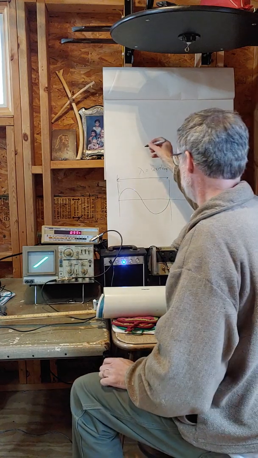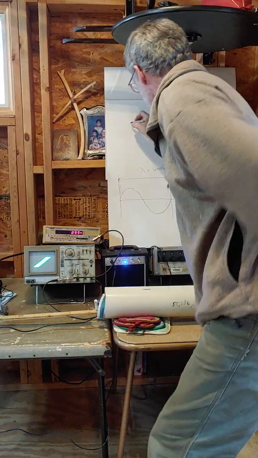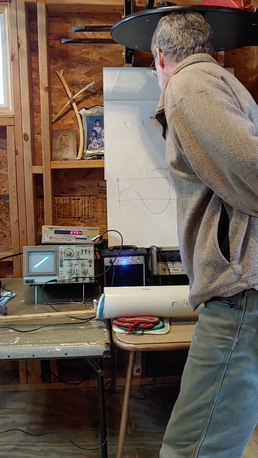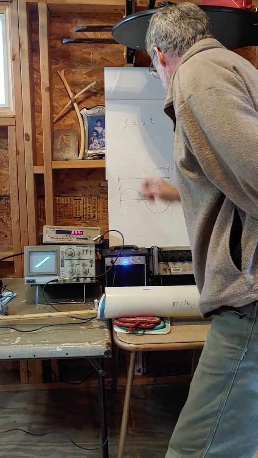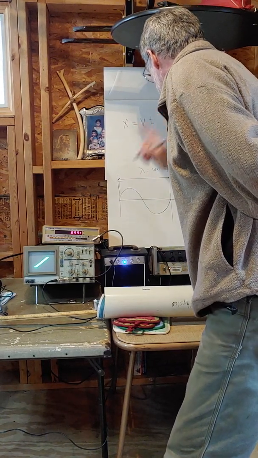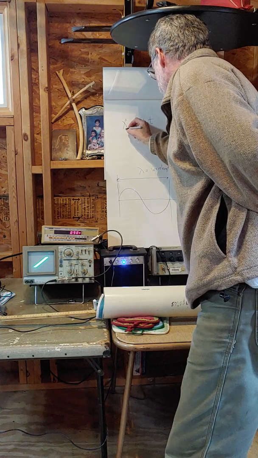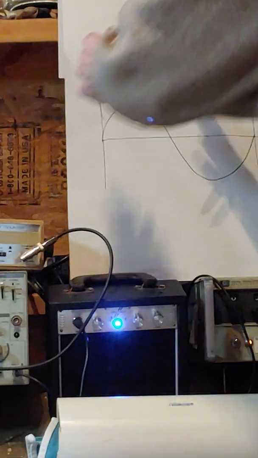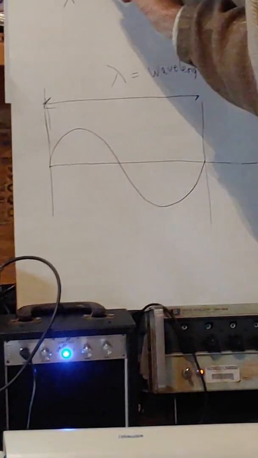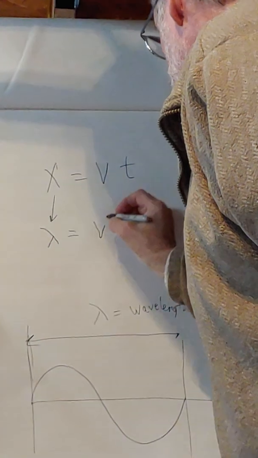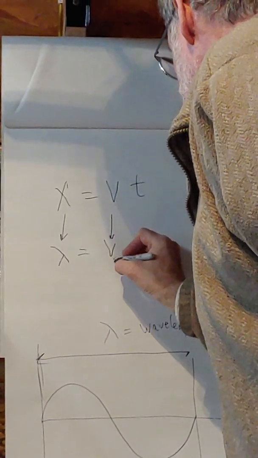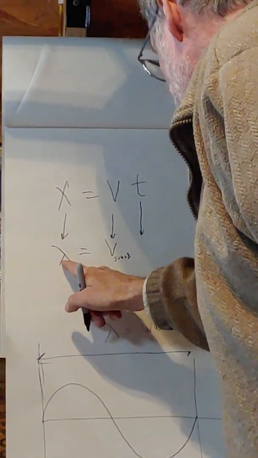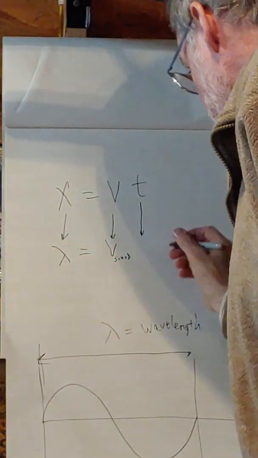Gabe, are you getting this? Yes. We all know X equals VT. We all know that equation. X equals velocity times time. So what we do is we let X be the wavelength. X is the distance of one complete wavelength. V is the velocity of sound. That's the actual speed of sound. And the time it takes to traverse one wavelength is the period.